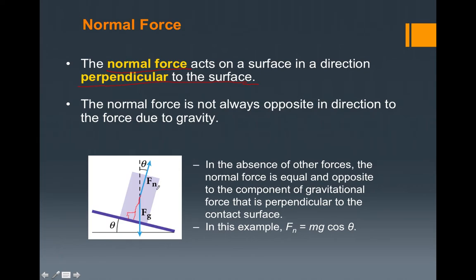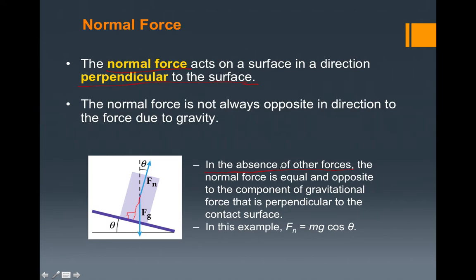So if we would draw a line here, maybe, this would make a right angle with the ramp. So the normal force is not always in the opposite direction of gravity exactly. So for example, gravity is always straight down. This normal force is not. It's at an angle.